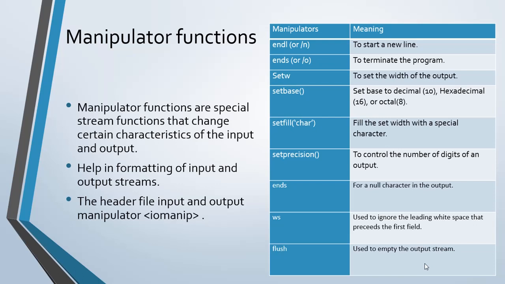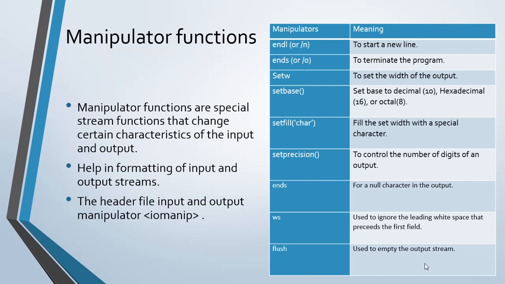Another manipulator is setfill. Setfill is used when we set width. There will be width between datas. We will do some examples in these programs in a short while. And setfill is used to fill that small space with some special characters such as a star or a hash. There is setprecision, that is if I have an output which is 1.732 and I need it only to 2 decimal points, then I can set it to the precision which I want.